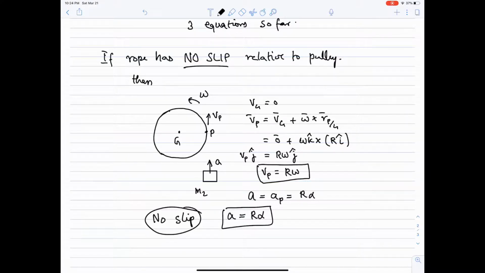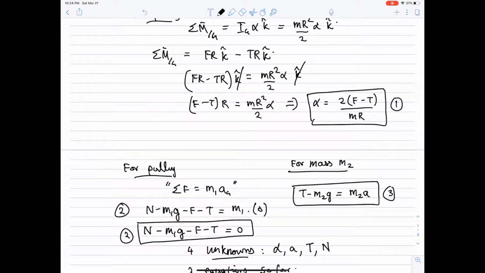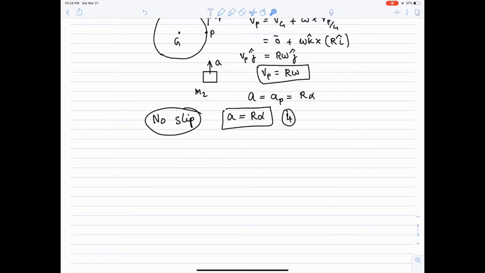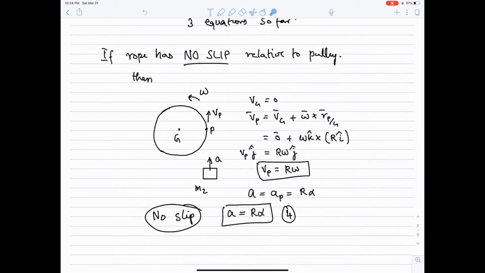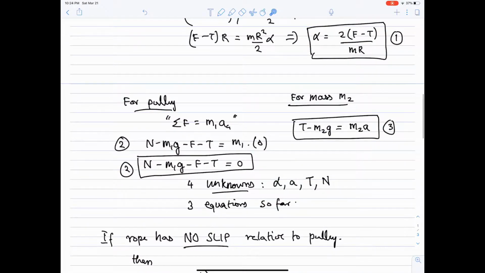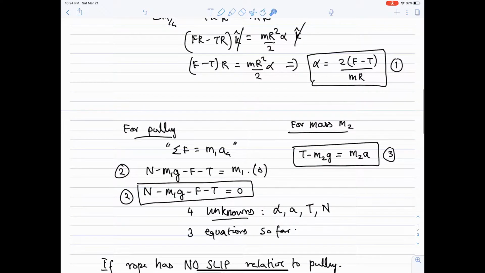Okay, so this is equation number 4. This equation essentially completes the set of equations that we need. We have four unknowns that we said, and 3 equations so far, and this makes it the 4th equation. Okay, let's now try to solve all these equations. Let's see. Let's plug equation 3 in equation, let's say, 1.